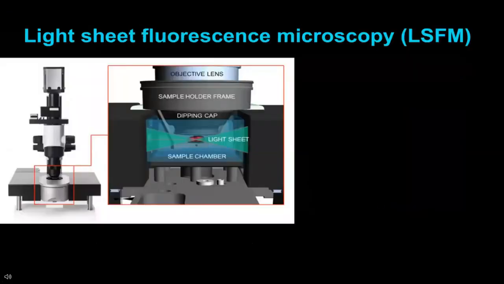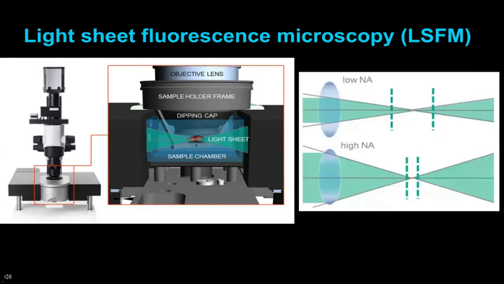Okay, so light sheet microscopy. The principle is very simple. The illumination comes not in the same direction as the lens, but comes perpendicular to the imaging lens. And often you will see illumination from both sides. And then the light sheet is stable, but the sample moves up and down so that you can capture the whole sample.